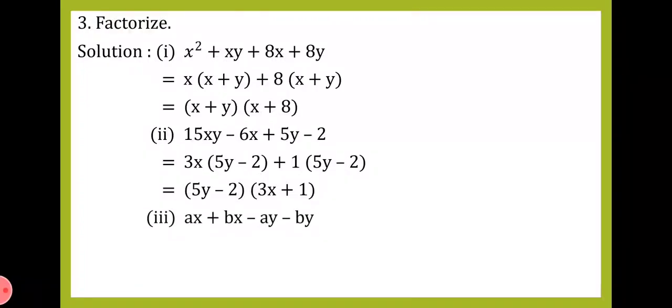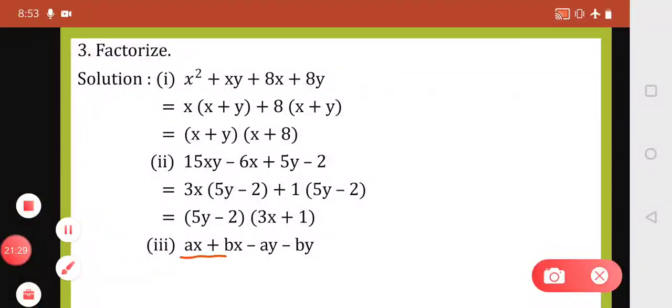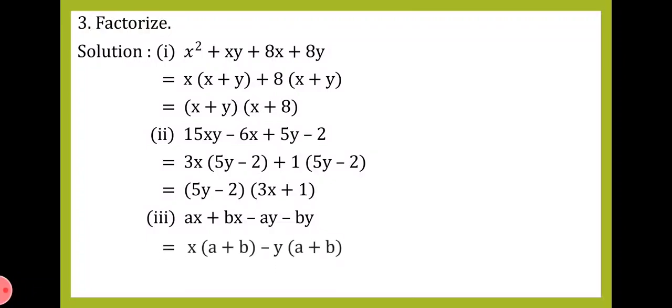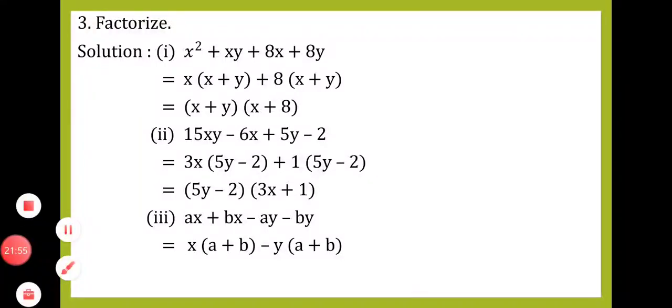Next, question number 3. ax plus bx minus ay minus by. Again, without rearranging, we will make the groups, that is ax plus bx the first group and minus ay minus by the second group. Now from the first group we can take out x common and a plus b will be left. In the second group again we can take out y common and we will be left with a plus b. So that is equal to, in the first group we have taken out x common.